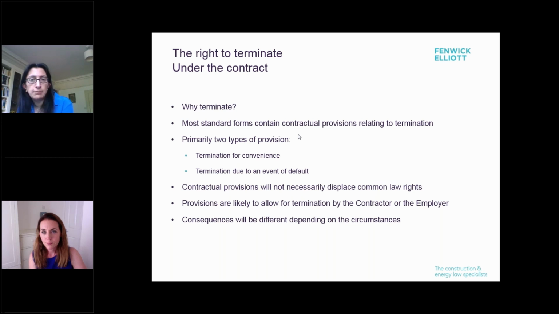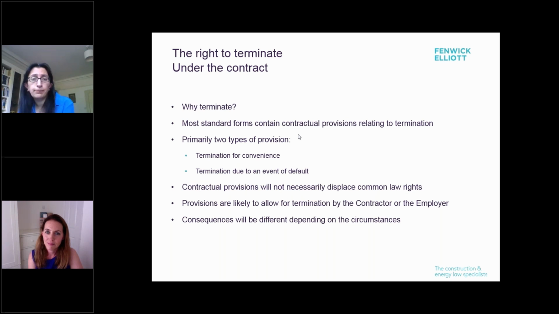In terms of what those provisions might look like, the likelihood is that you'll have a set of provisions that allow for termination by the contractor and a set of provisions that allow termination by the employer. The events that allow that termination are likely to be different, and as most contracts are generated by the employer, you're likely to have many more provisions allowing for termination of the contractor by the employer than of the employer by the contractor.